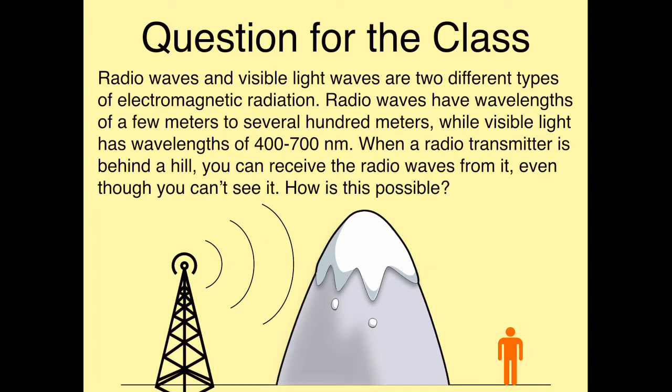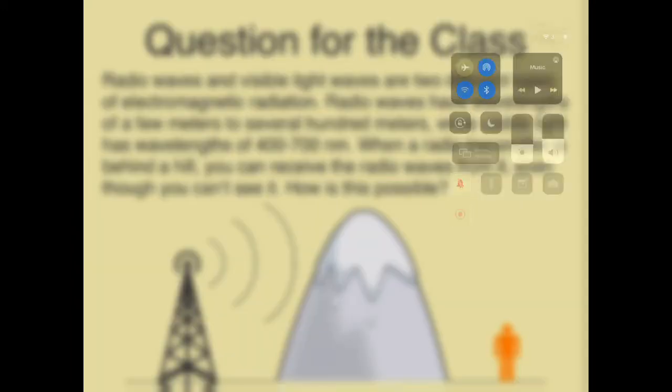So how is that actually possible? How is it you're receiving the radio waves, but you're not receiving the visible light? So pause the video for a second, think this through, see if you can come up with an answer, and then we'll talk about it together.